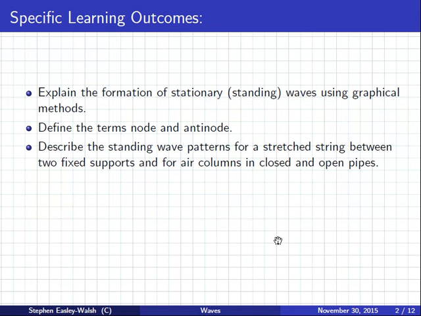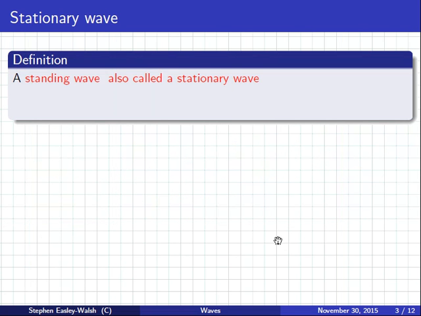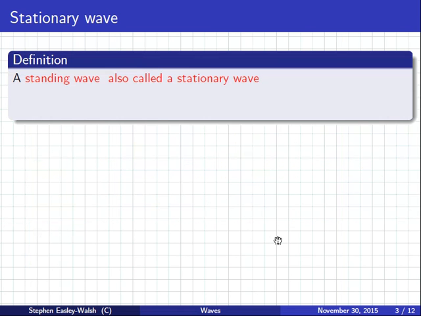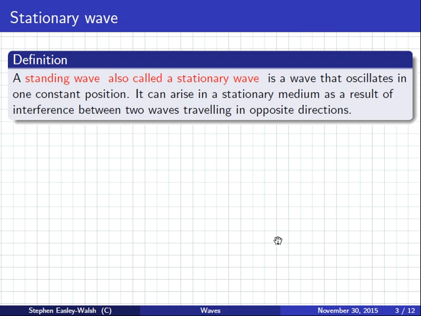Okay, so stationary waves. Not too difficult this lesson. The last two lessons were more difficult. To start off with stationary waves, we have this new type of wave called a standing wave or stationary wave. Have you heard of this before? It's a wave that oscillates in one constant position. It can arise in a stationary medium as a result of interference between two waves travelling in opposite directions.